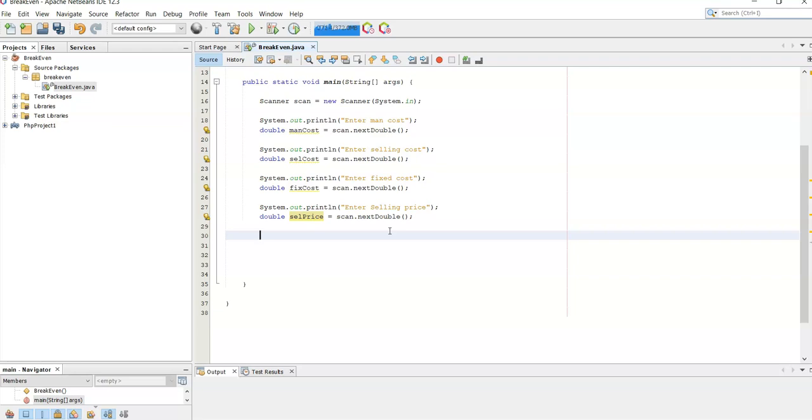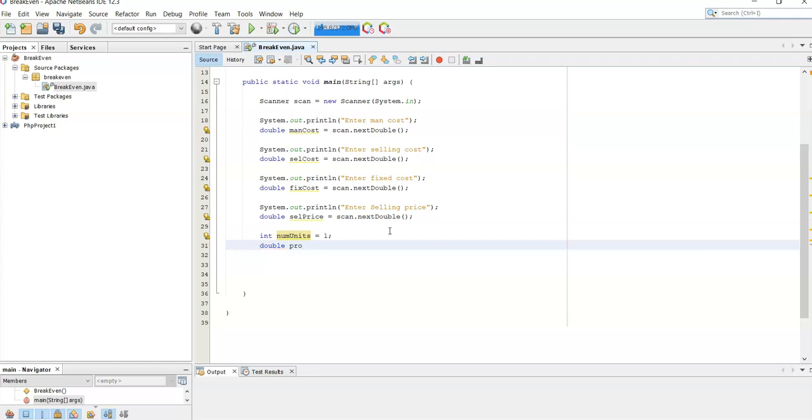Okay, first I'm going to initialize the two variables. First, integer number of units equals 1, right? And we need the profit. It should be double, right? Double profit, and I'm going to make it 0.